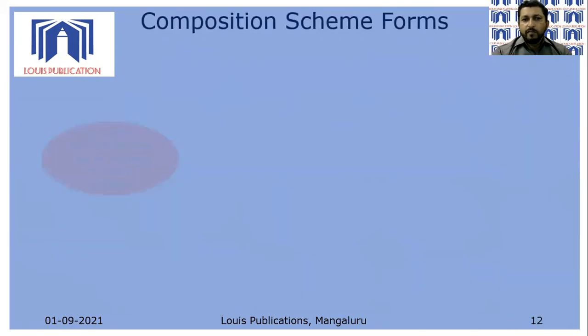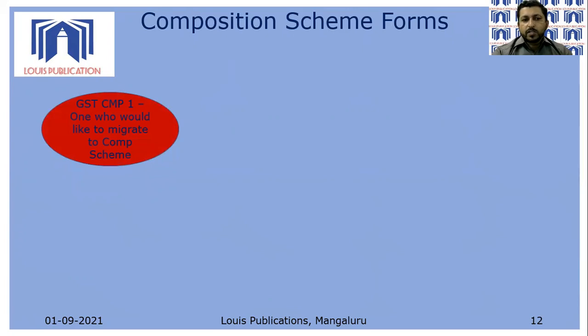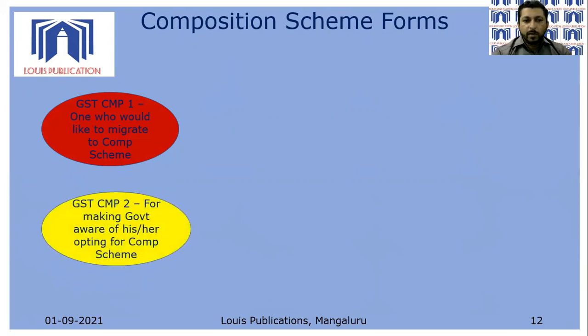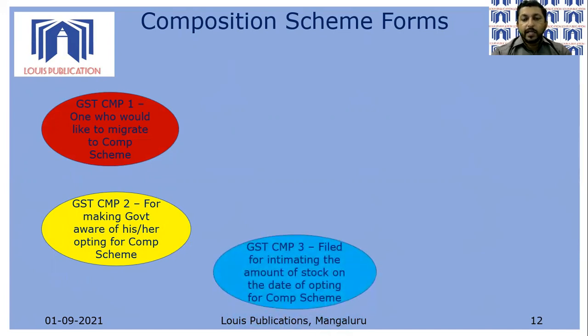Let's look at the composition scheme forms. There are 8 in number. The first one is GST CMP 1, for one who would like to migrate to the composition scheme. So anyone who is migrating from the normal scheme to the composition scheme has to fill GST CMP 1. Then CMP 2 is for making the government aware that we are opting for the composition scheme. Then CMP 3 is for intimating how much was the amount of stock on the date of opting for the composition scheme.